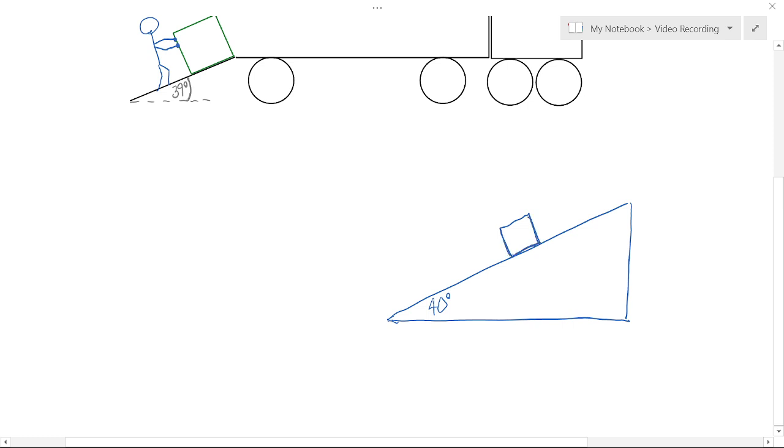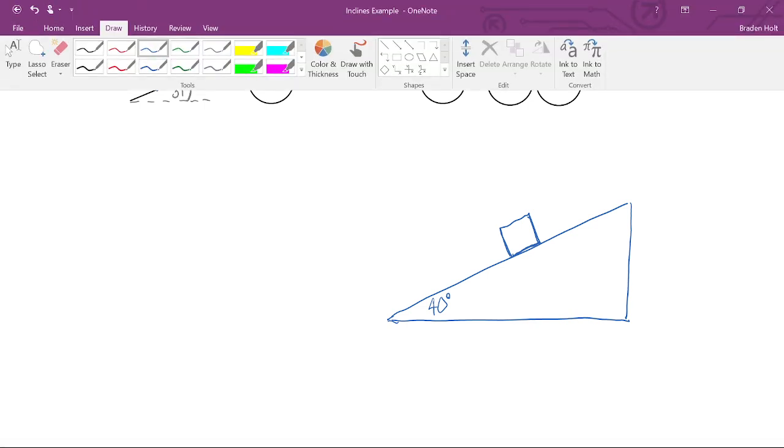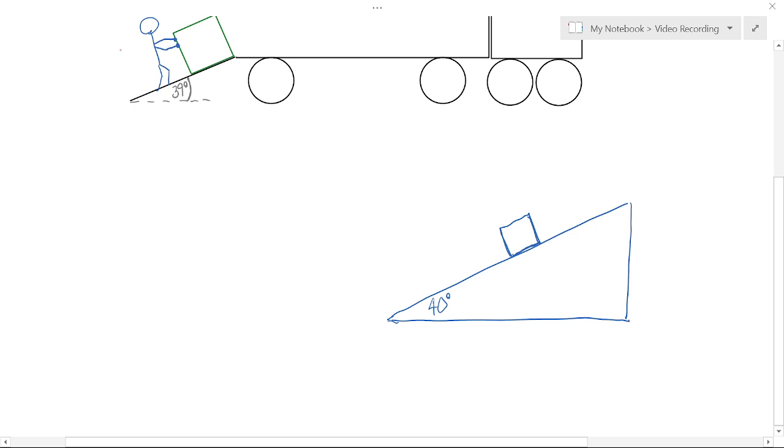Now, it doesn't matter how the object is interacting with the incline. It could be sliding down the incline. It could be at rest because it's being held by friction. Someone could be pushing it up the incline. It doesn't matter what is happening on the incline because gravity affects it the same way, no matter what's happening on the incline. So I just want to talk about the gravity portion of the incline for a moment.